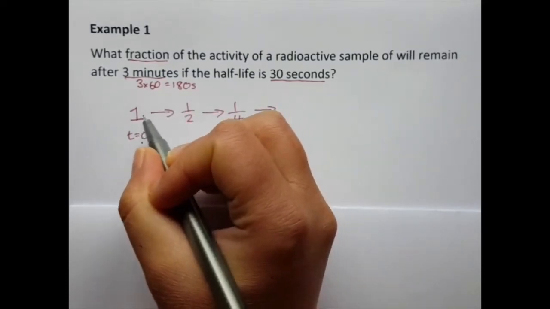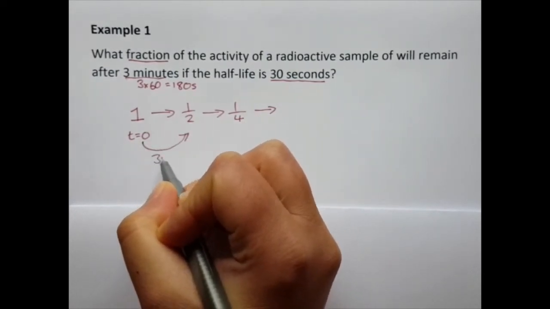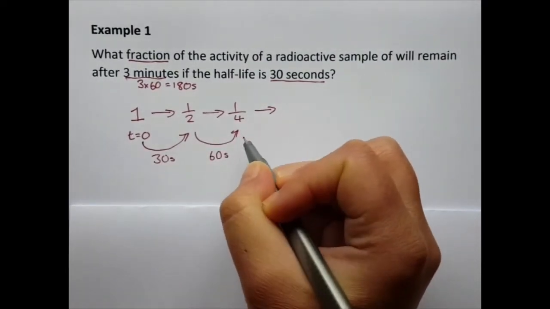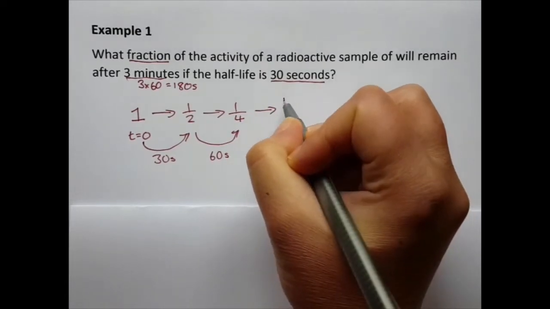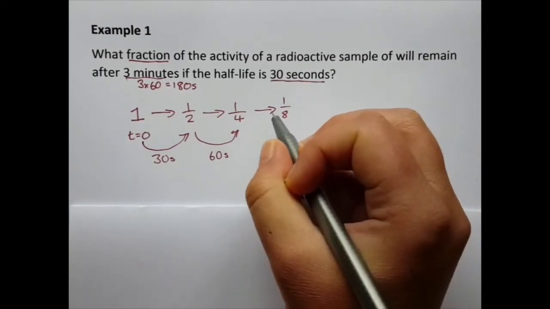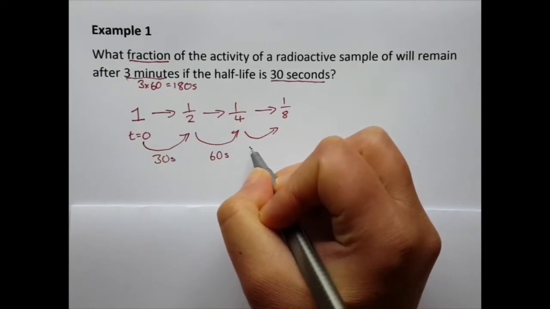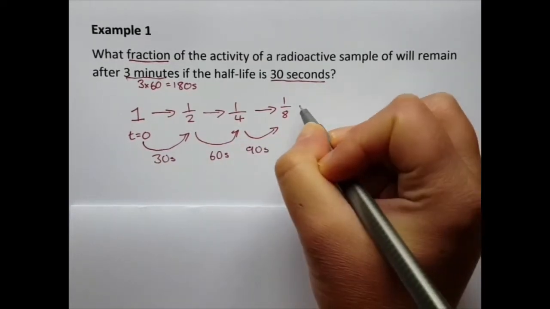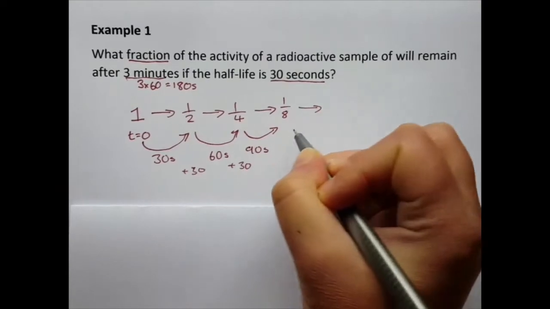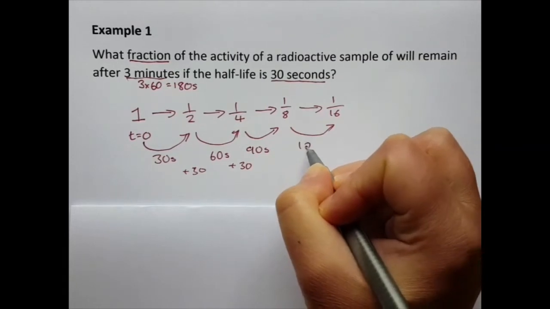So I like to do it as writing my fraction along the top and then writing my time underneath. So that's going to be 30 seconds, so that's 1 half-life. 60 seconds, that's going to be 2 half-lives. So we're going to go to 1/8. Now you can just keep going until you figure out the answer. So 1/8 is going to be 90 seconds. So each time we're just adding on 30 because that's the half-life. Okay, and then we're going to go to 1/16, 120 seconds.